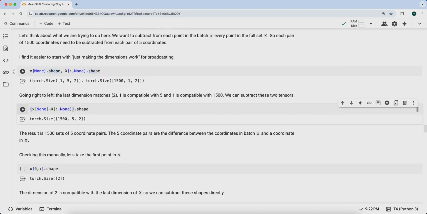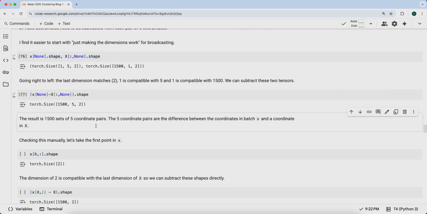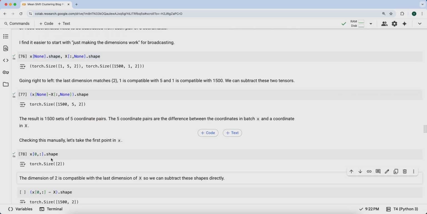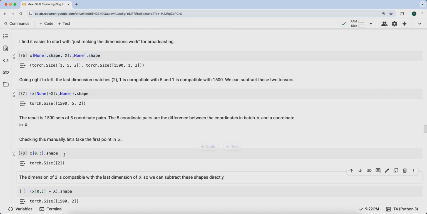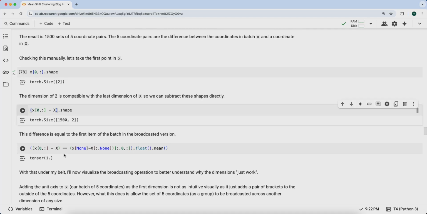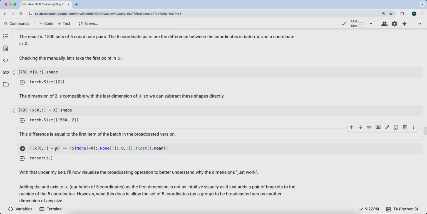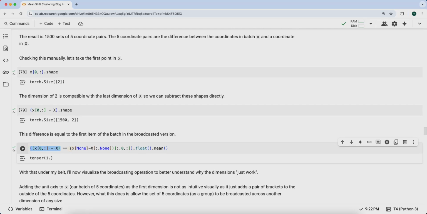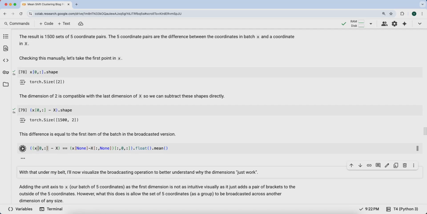So now if we perform our difference, we get a successful final result. We get 1500 rows, each of which contains a set of 5 coordinate pairs. So I'm just going to look at the first coordinate pair, which is the first item in the batch. So we take 0 as the first index. I'm going to subtract all the points from that first point. And then I'm going to see if that first point difference is the same as the difference that I have with my full broadcasted version. So what I'm taking here is all 1500 rows and all 2 columns, but instead of all 5 items in the batch, I'm taking the first one, and indeed that is equal to this difference that we did manually. So that's just a quick sanity check to make sure that the broadcasted difference is working correctly.